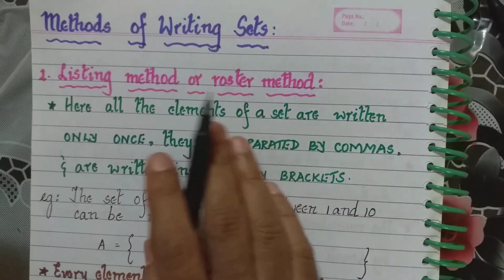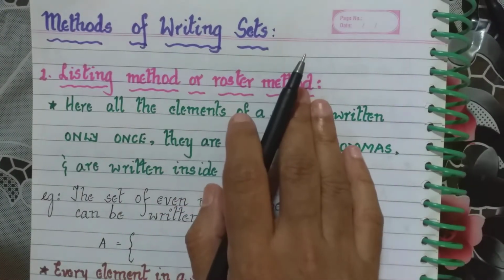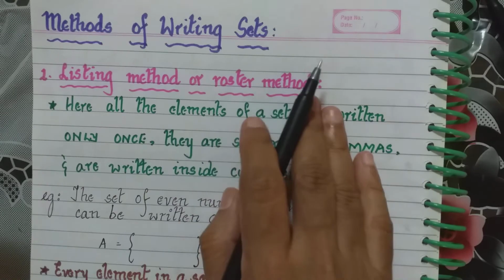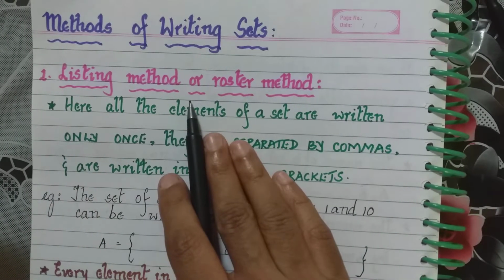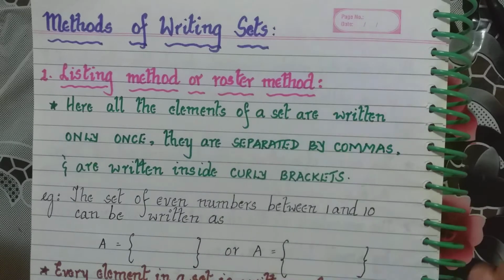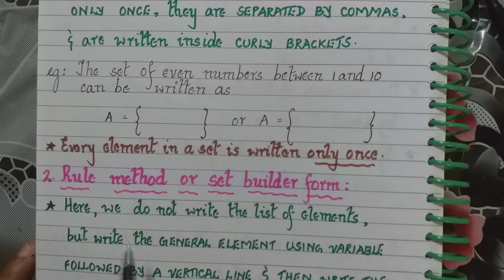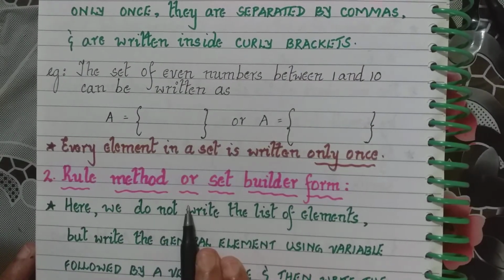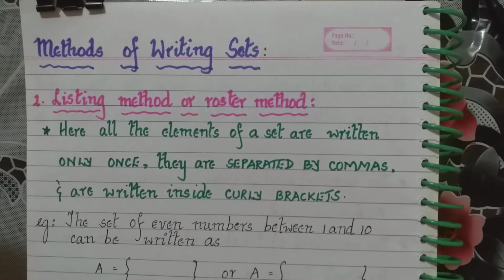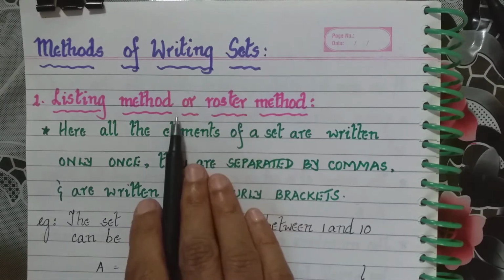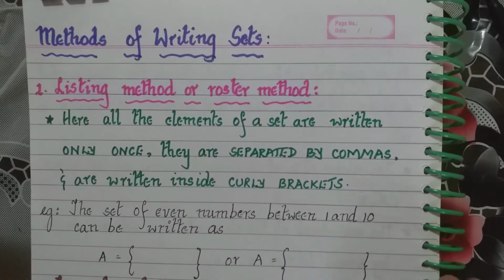Now let us see the different methods of writing sets. We have two methods in which we can write sets. First method is called the listing method or the roster method, and the second method is called the rule method or set builder form. Let us go to the first method and understand what is listing method or roster method.